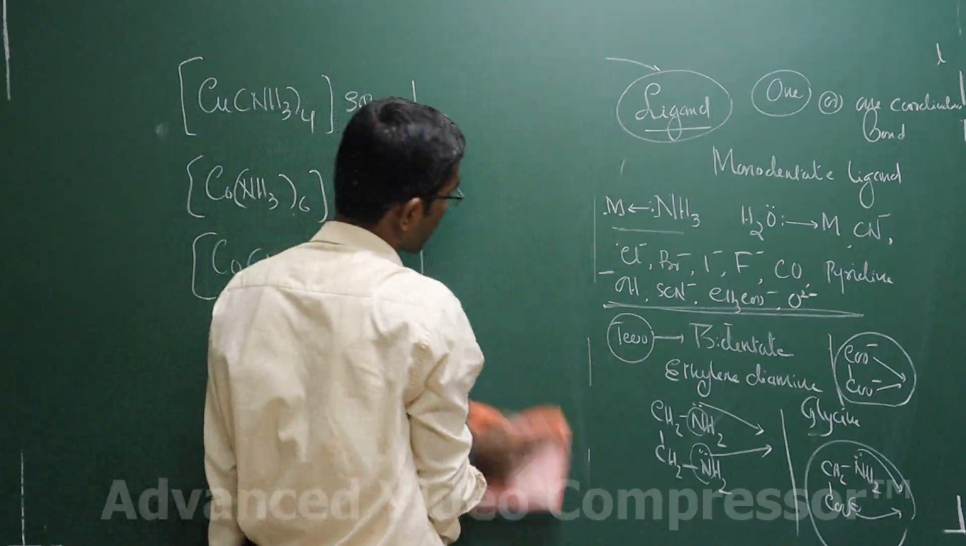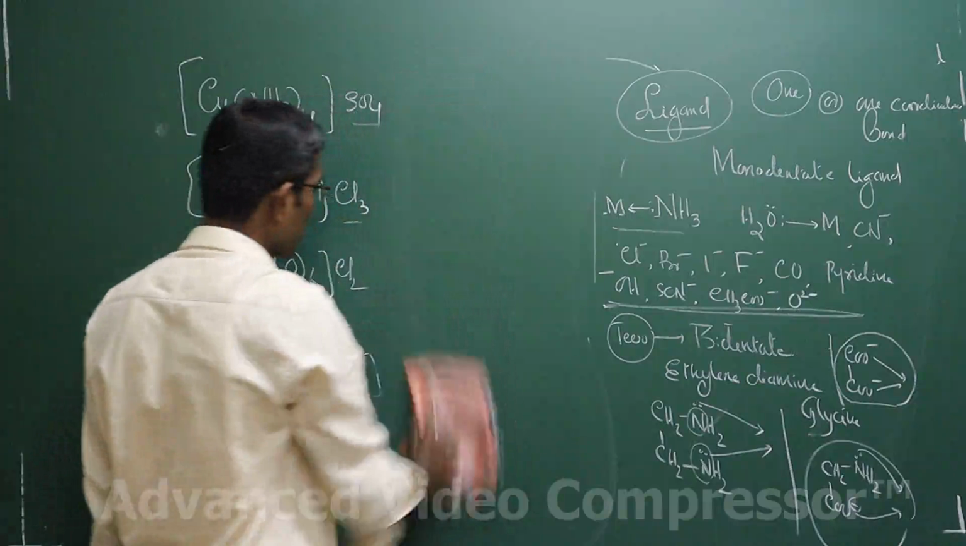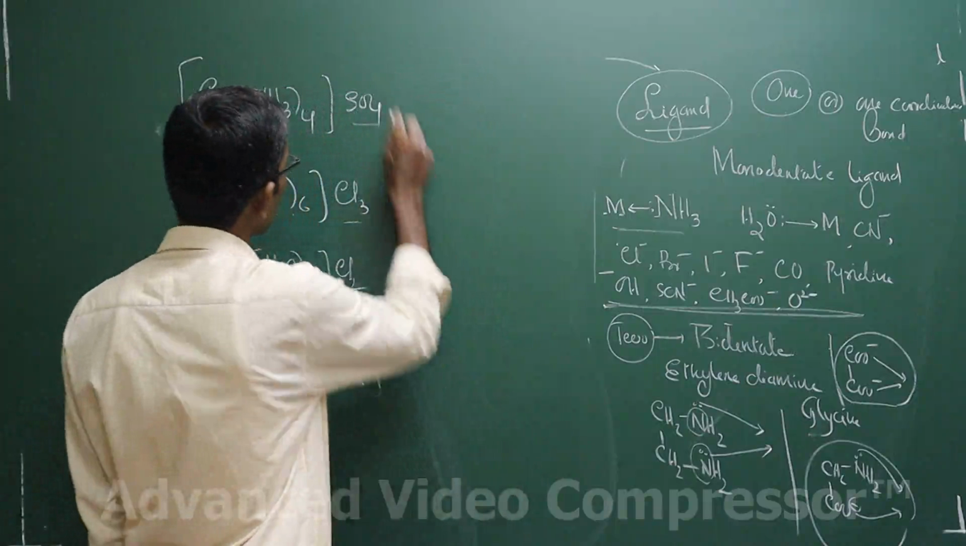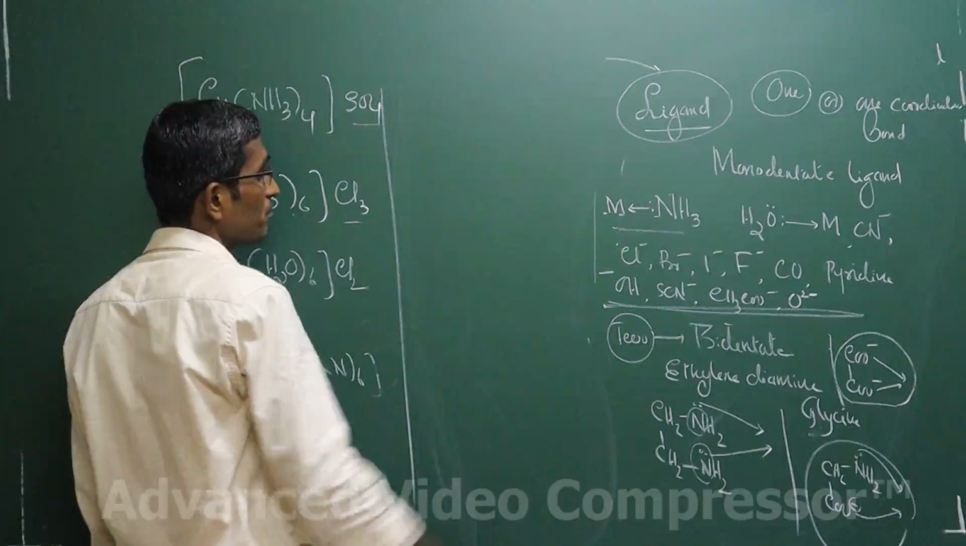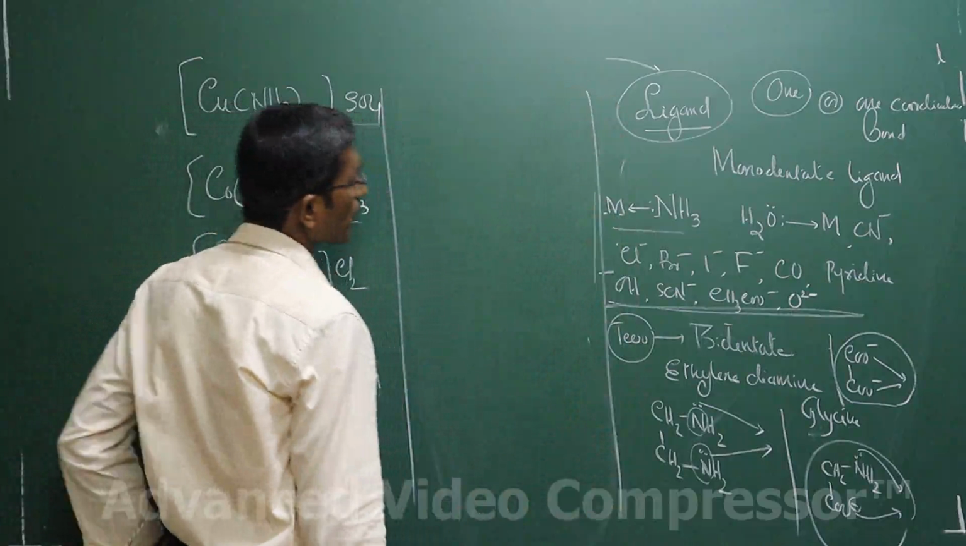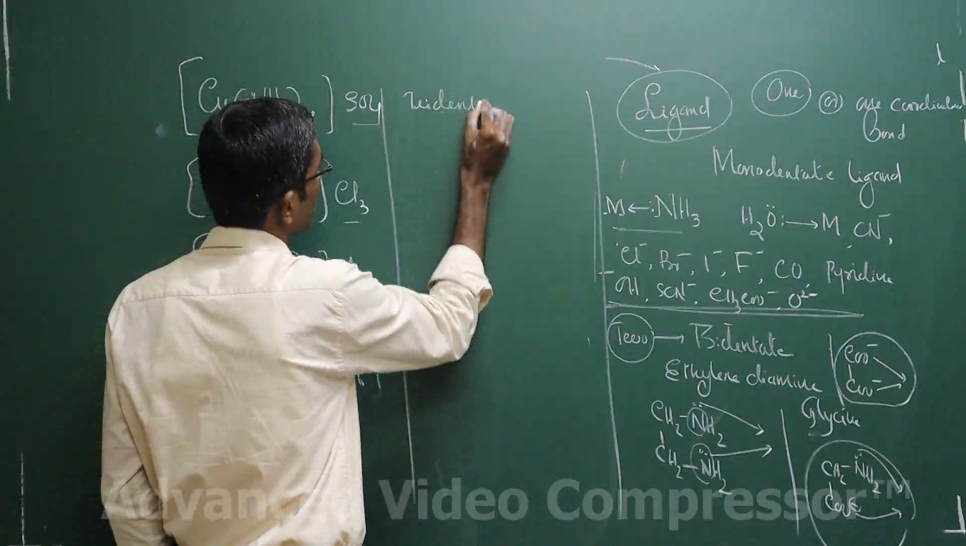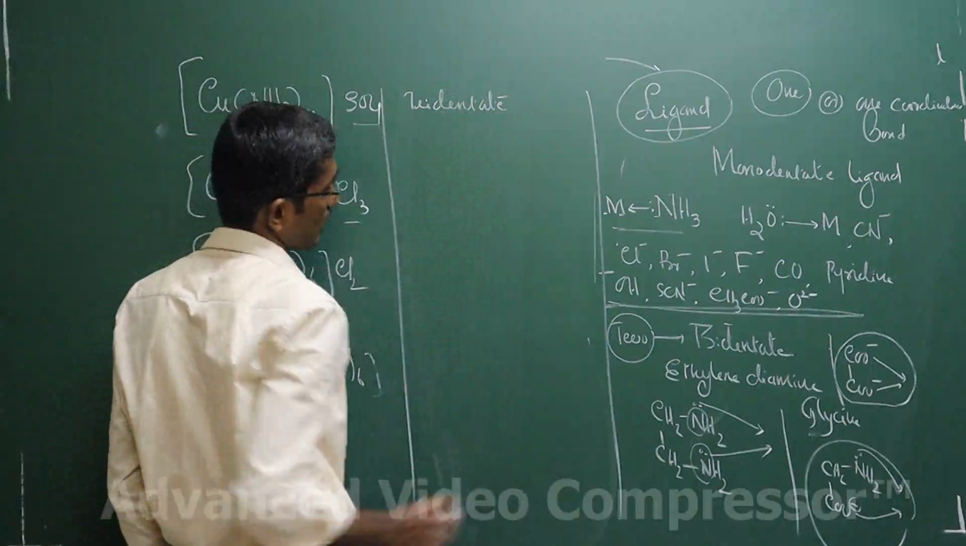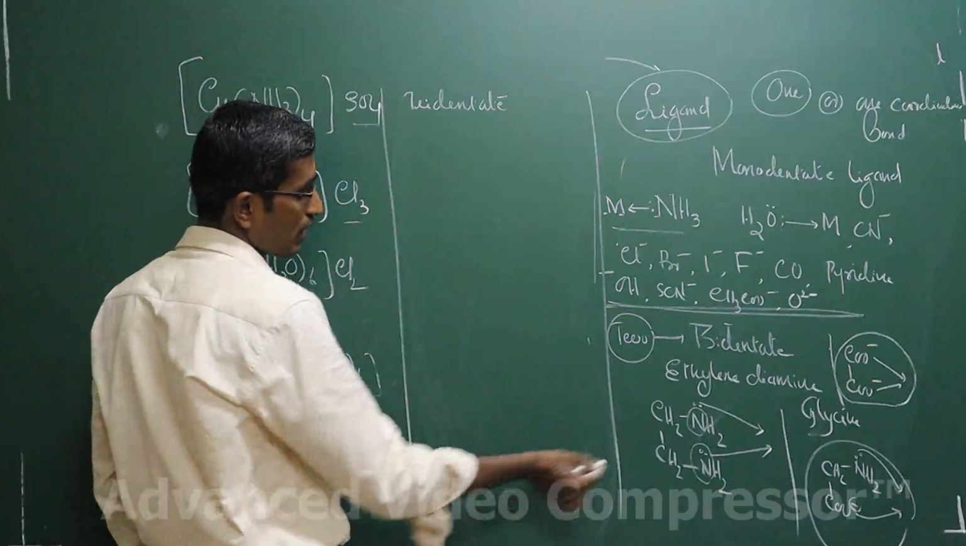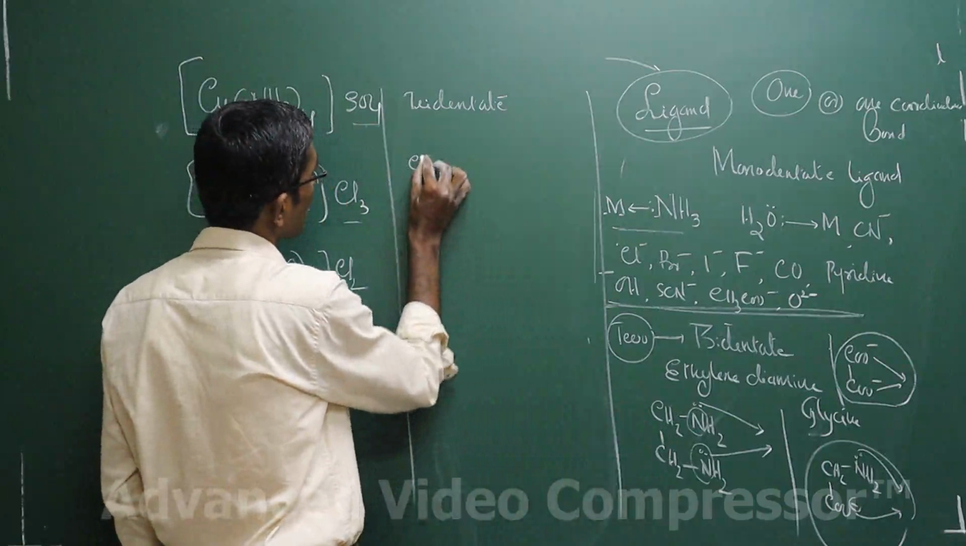Tridentate ligand means, students, what does it mean? It means that one ligand can establish three bonds, or there are three coordinating atoms. So we have the tridentate ligand. The same can be derived, right?